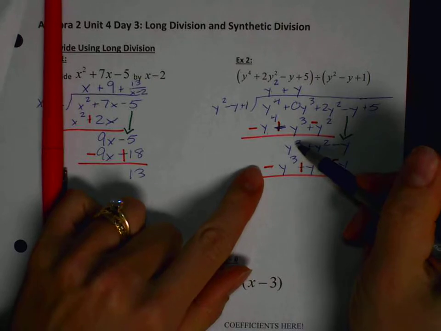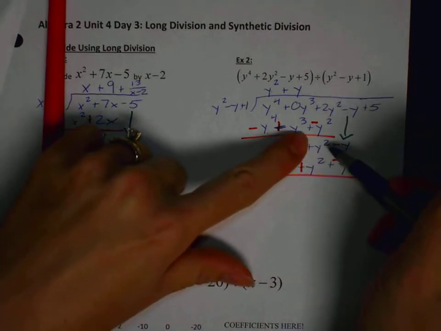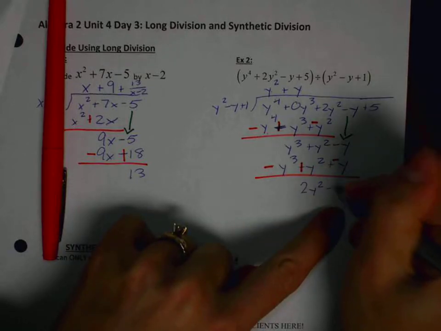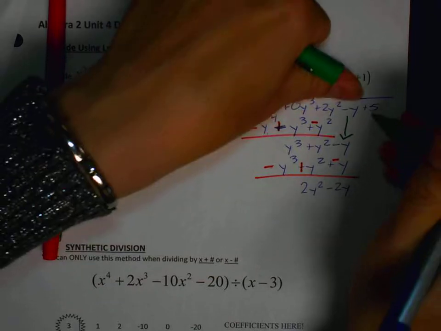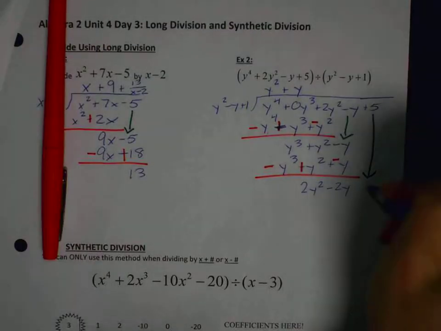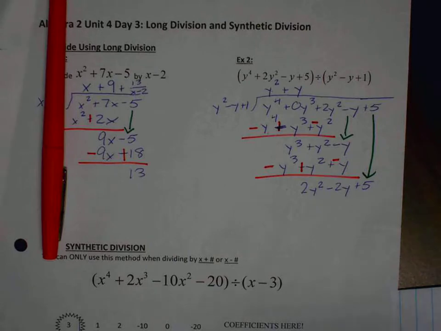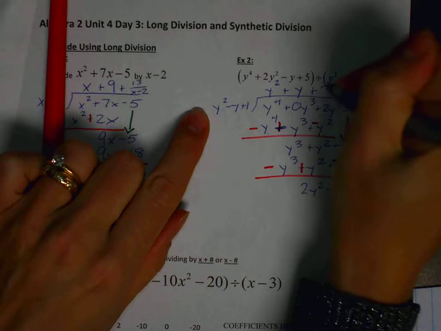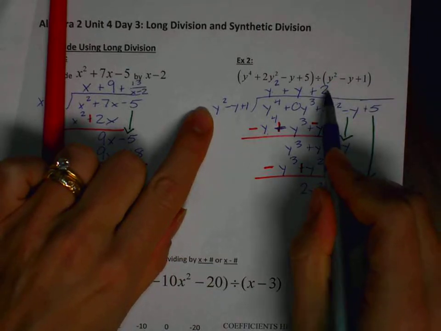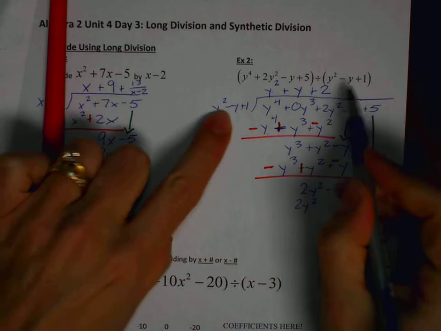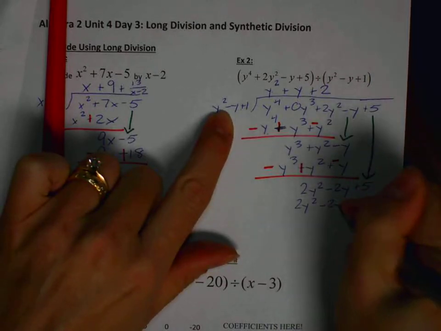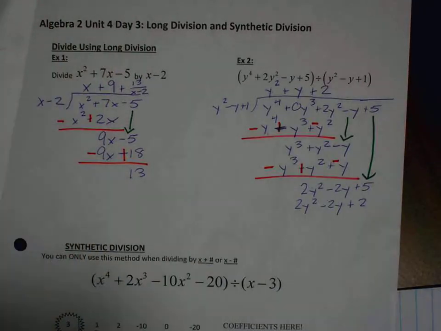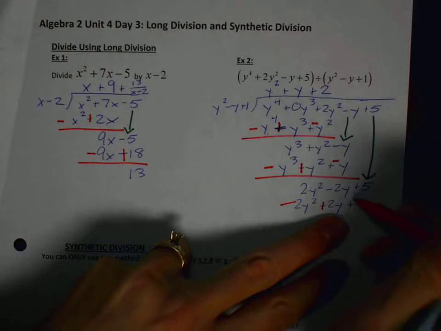Now subtract. Y cubed minus y cubed is 0. Y squared plus y squared is 2y squared. Negative y minus y is minus 2y. And then we bring down the next term, which is 5. Now we're back to it again. Divide. Y squared into 2y squared is plus 2. Multiply. 2 times y squared is 2y squared. 2 times negative y is negative 2y. 2 times 1 is 2. Subtract means you're switching all the signs.